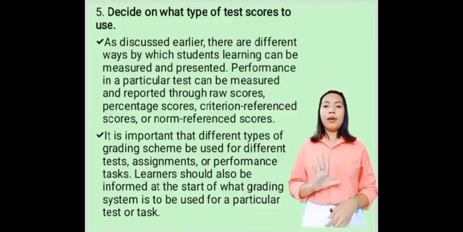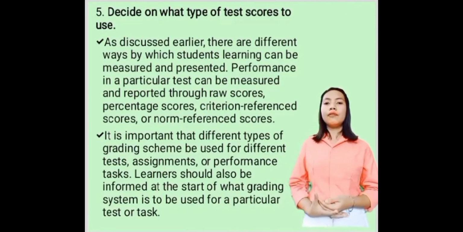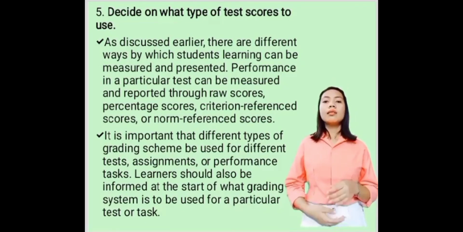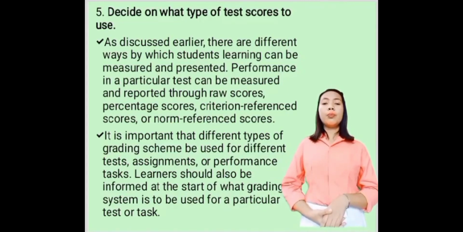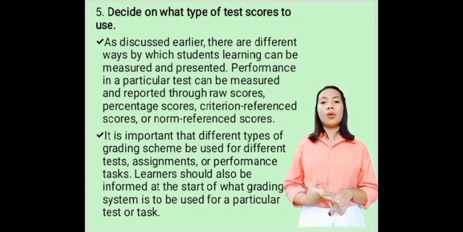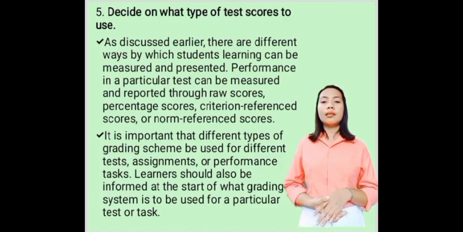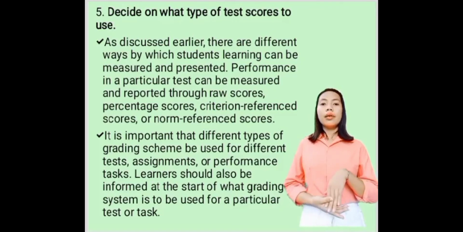Last is number 5. Decide on what type of test scores to use. So in the previous discussion, there are different ways on how the learning of the students can be measured or presented. As said in the guideline, the performance in a particular test can be measured and reported through these 4 scores: the raw scores, percentage scores, criterion reference scores, and norm reference scores. And it is very important to use these different types of grading schemes for the different tests, assignments, or performance tasks. And also, before starting the test, the students should be aware of the grading system to be used in the test or task.